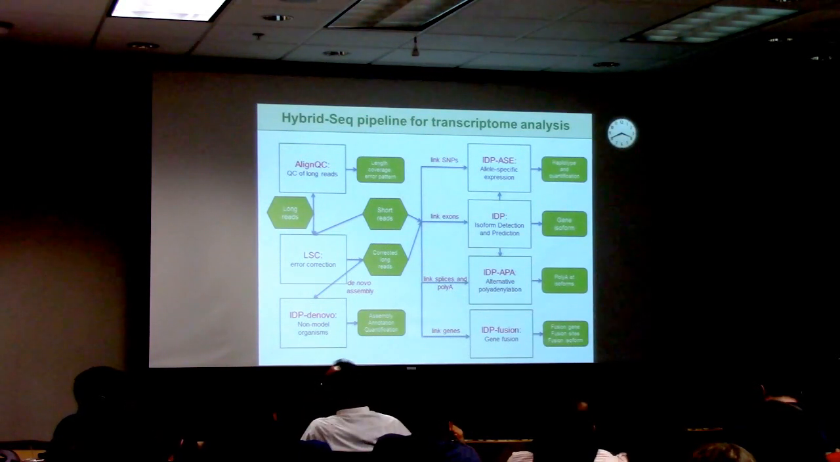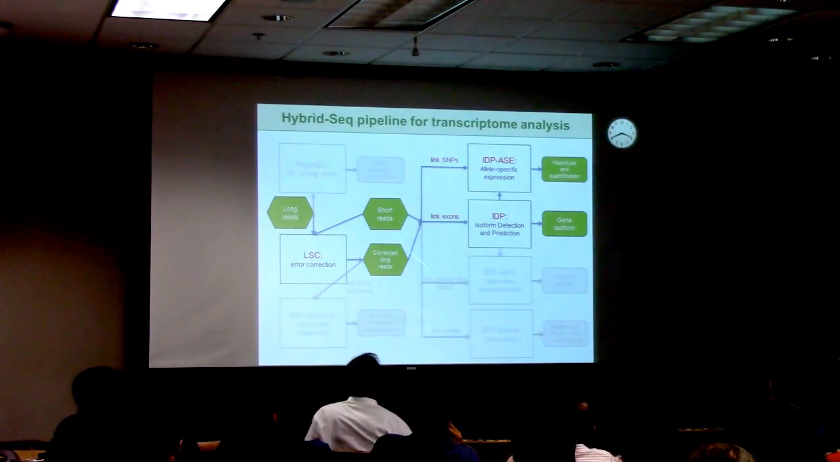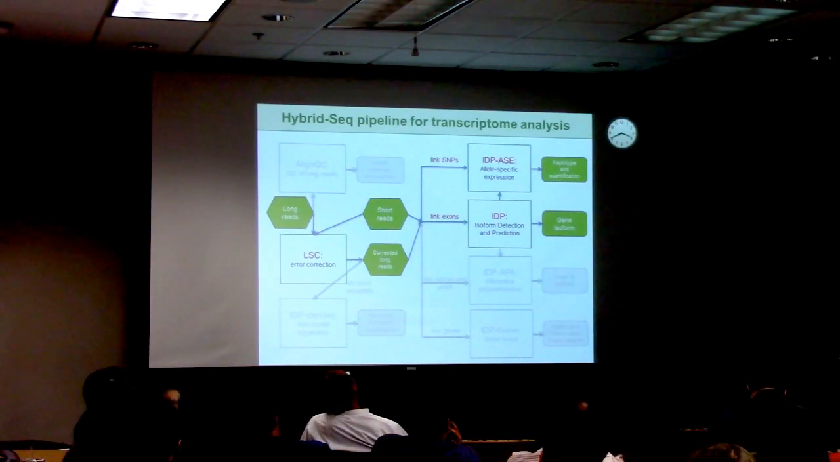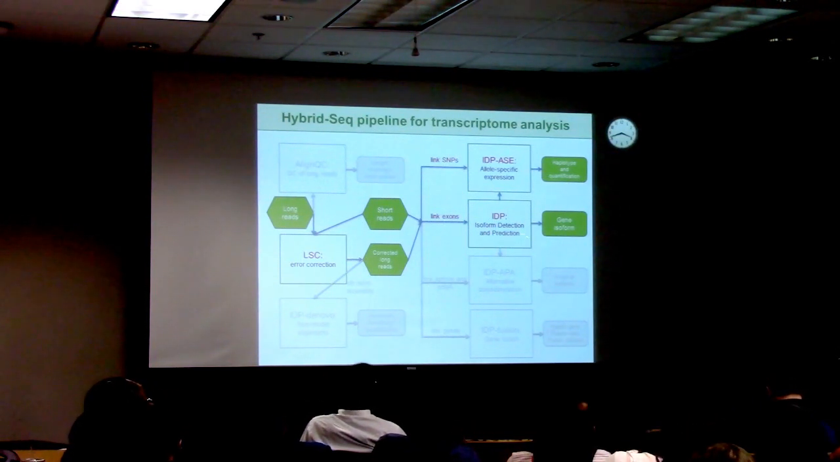I'm sorry for that. Instead of going through everything, I will only pick three. First, LSC for error correction: because we know the error rate is too high, we want to use the short reads to correct the long reads so that you can remove most of the errors and make use of the long reads. Then we have to identify the isoforms. We developed IDP, isoform detection and prediction, and then we apply it to allele-specific expression: how much the paternal and maternal alleles are expressed at the gene level and the isoform level.